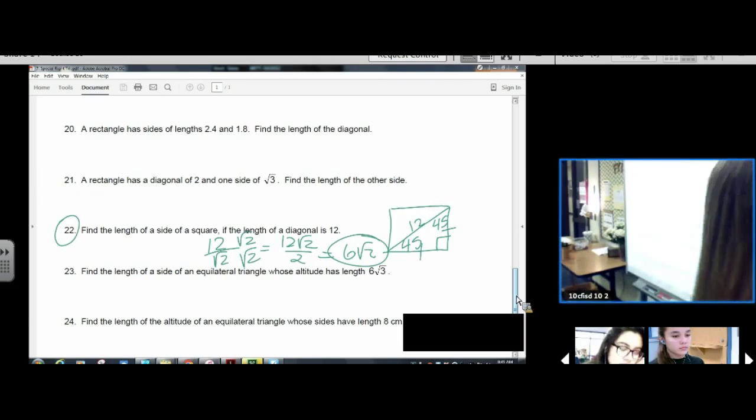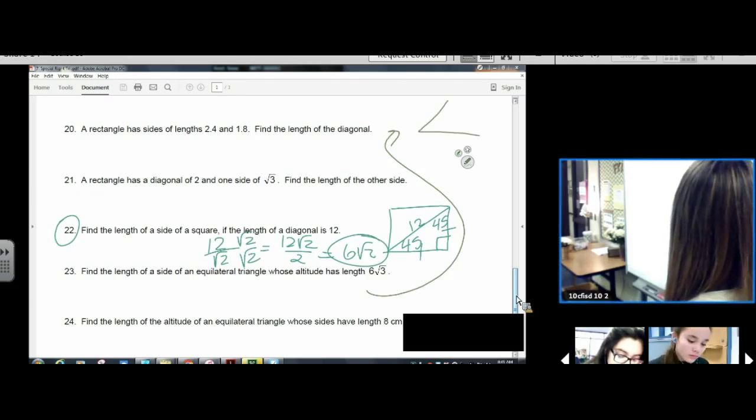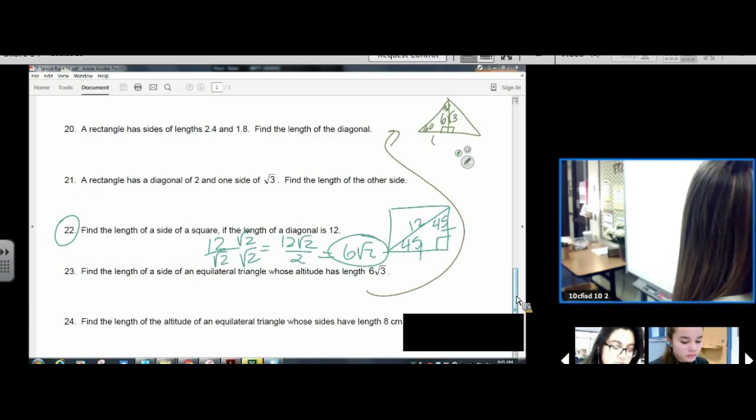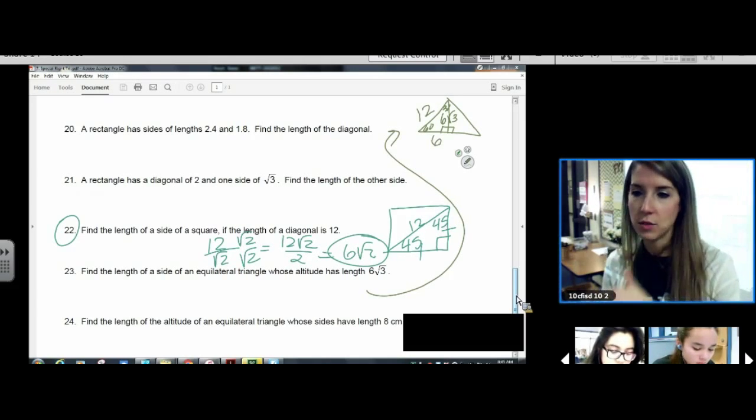Okay, last one, 23. Find the length of a side of an equilateral triangle whose altitude has length 6 root 3. I'm pretty sure we did something really similar to this in the warm-up. This is our 60, this is our 30, this is our 90. So across from 30 is 6, and across from 90 would be 12. 6, 6 root 3, 12.